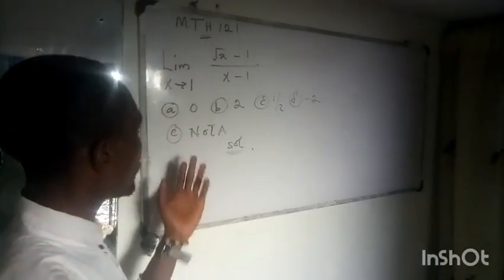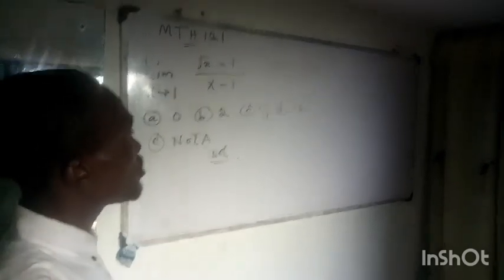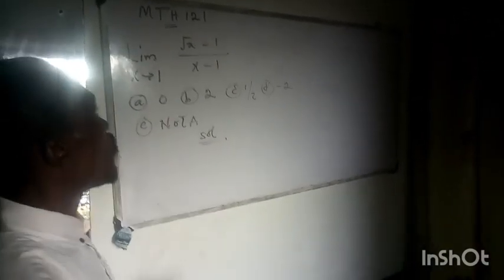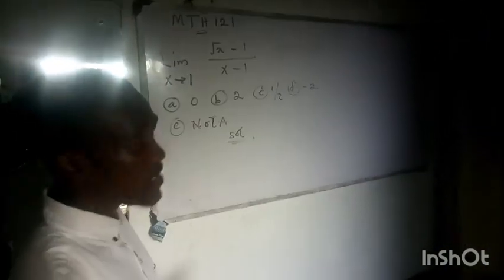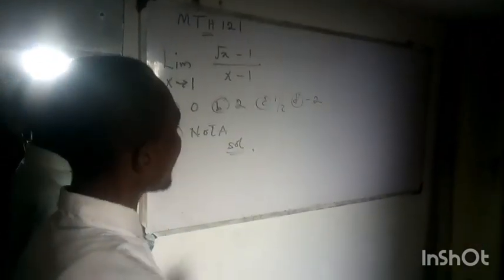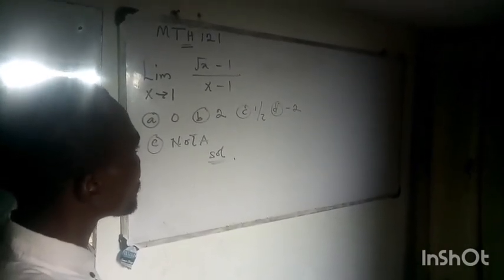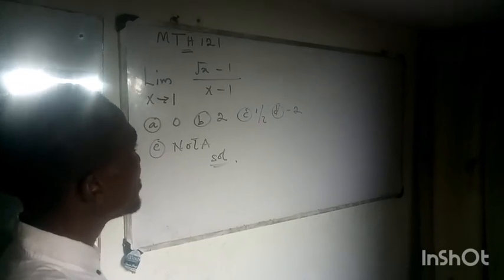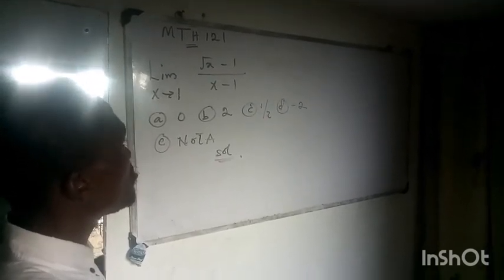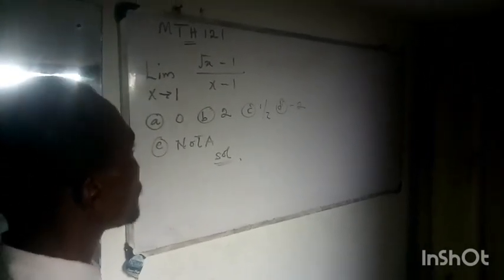So this is as x tends to 1. Now let's try direct substitution again, which is always the first thing to try. When you substitute 1, you have 0 at the numerator, and definitely you also have 0 at the denominator, so it is an undefined case. So we are going to see how to simplify or use L'Hospital's rule. Let's use L'Hospital's rule.